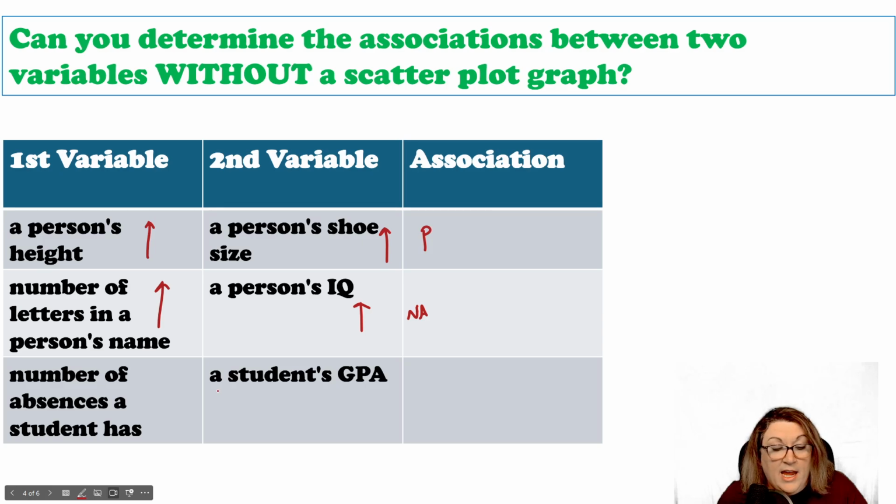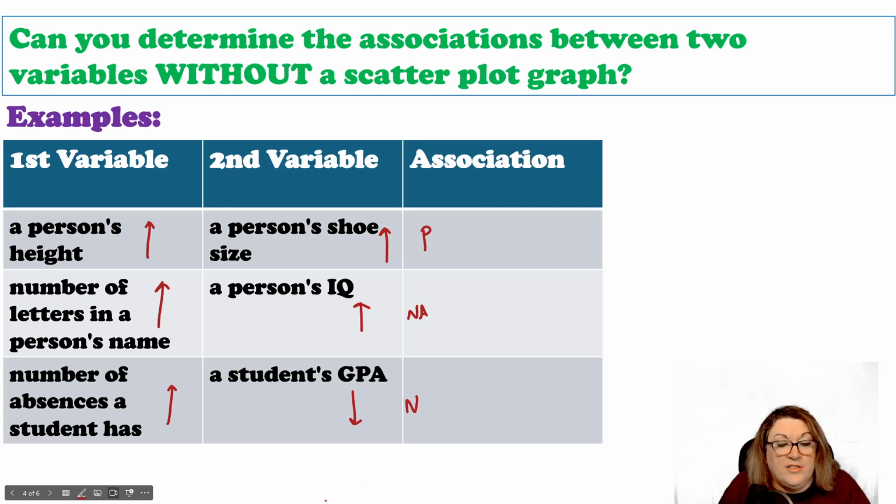The third one is the number of absences that a student has and the student's grade point average, or GPA. If the student has more absences, in general, the student's grade point average goes down, not up. Now we're not talking about everybody. We're just talking about the general trend. And there's a lot of data to show that when kids miss school, their grades tend to go down a little bit. So since one is going up and one is going down, that is a negative association.